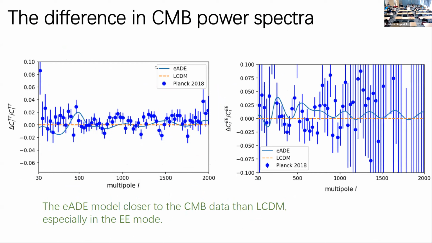We also compare the result with Planck data. We compare the TT mode and EE mode data with lambda CDM and our model. The blue points are from Planck 2018. And we can see our model has a very small oscillation, and can be closer to the Planck data set. Even in the EE mode, our result is closer to the observation data.